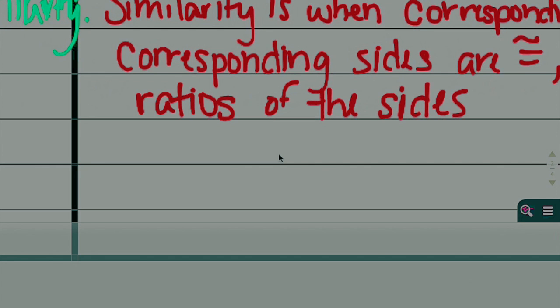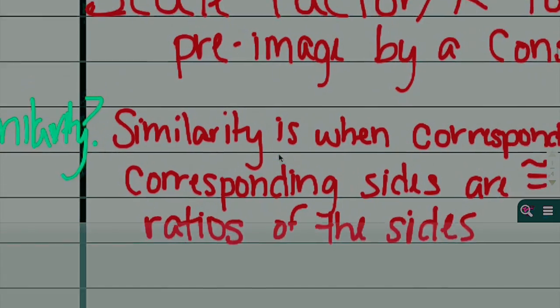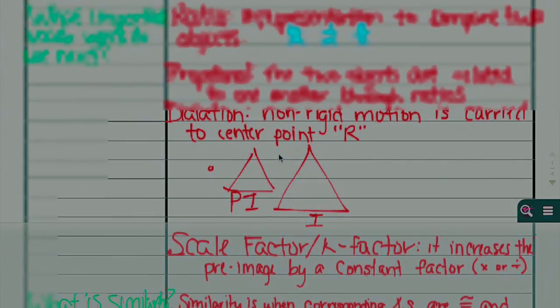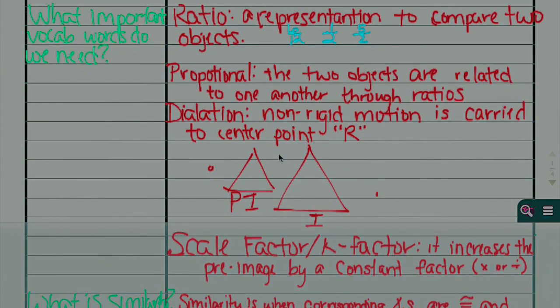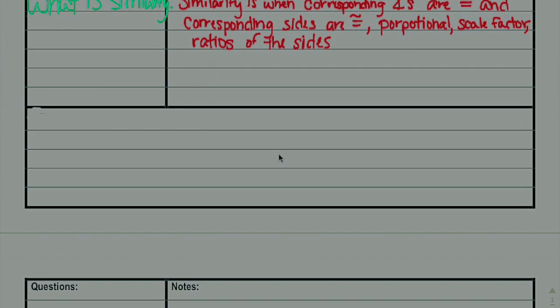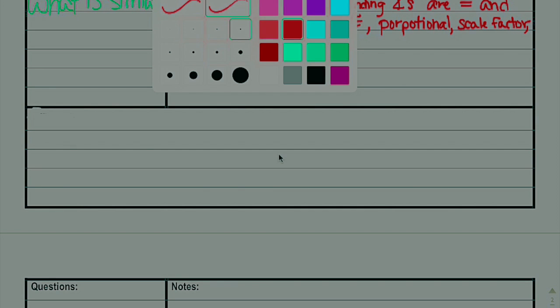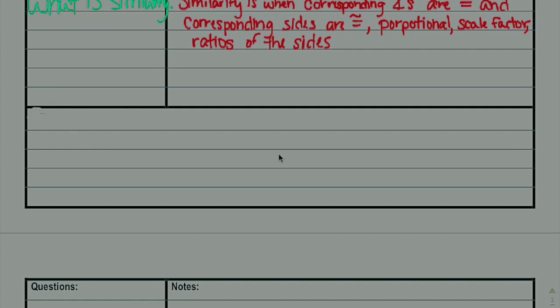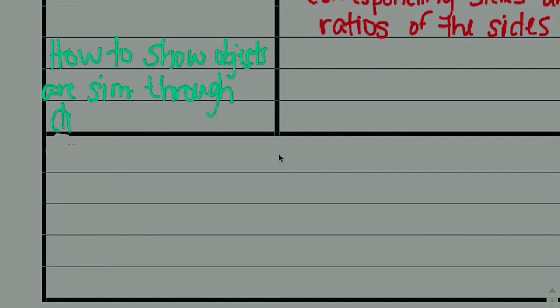Okay, so now we have our various definitions, and we're going to go ahead and ask some questions. The first question that we need to look into is how to show objects are similar through dilation. Okay?